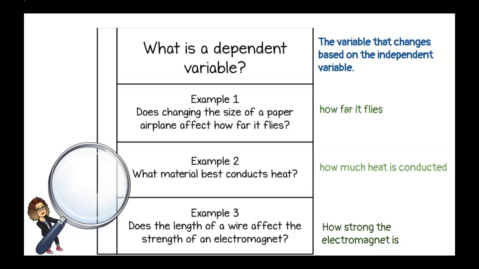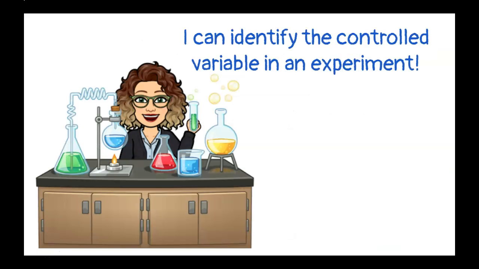Okay, so now we've identified the independent and the dependent variable. They go together. Take a screenshot of this page so that you have it on your iPad, because again, this is going to come in handy when you are writing out your science experiment. Okay, so we figured out independent, dependent.